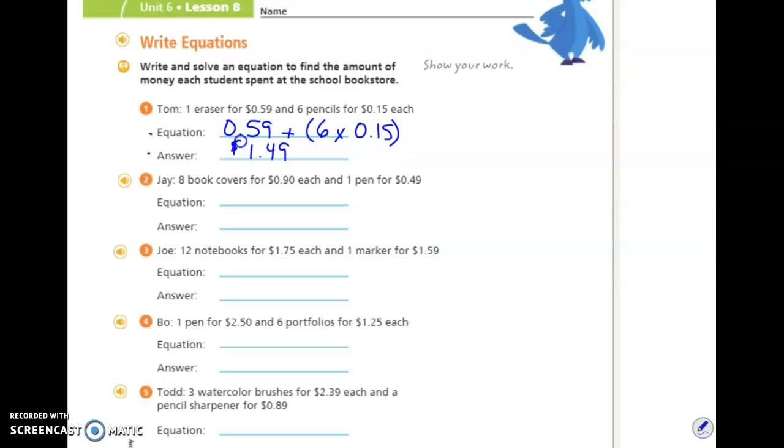Jay buys 8 book covers for 90 cents each and 1 pen for 49 cents. Well, the book covers, you've got to do a little multiplying. The 8 times the 90 cents. And then you're going to add to it the pen for 49 cents. I'm going to put the parentheses around this because I know I've got to figure this out. Pause your video, figure out the answer.